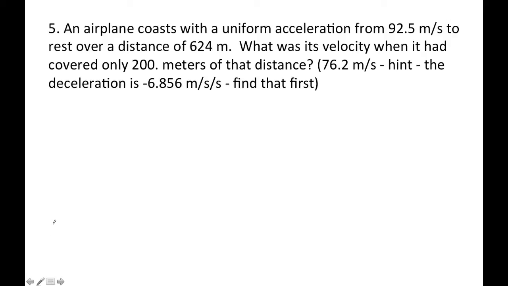Okay, number 5, this is the dreaded two-part SUVAT problem, right? Every single assessment is going to have a two-part one. They're all the same. I'll just give you this clue. So let's mark with red. There's part 1. In part 1, you're going to find the acceleration. So here's part 1. Coasts with a uniform acceleration from 92.5 meters per second to rest over some distance here.